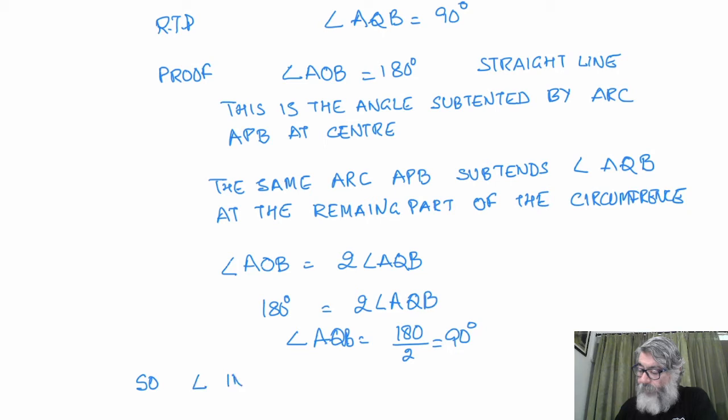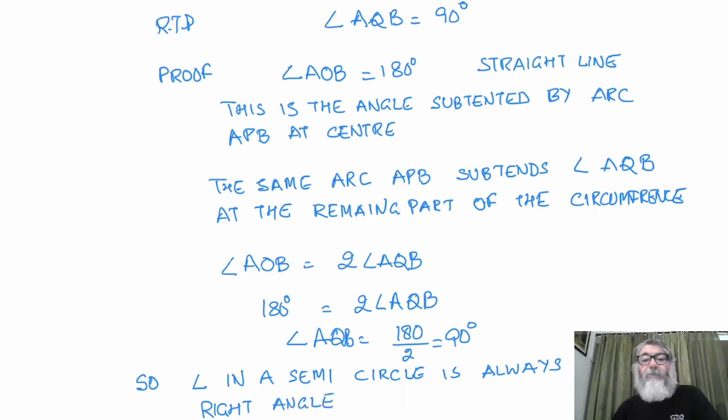So angle in a semicircle is always a right angle. Angle in a semicircle is always a right angle. Right angle means 90 degrees.